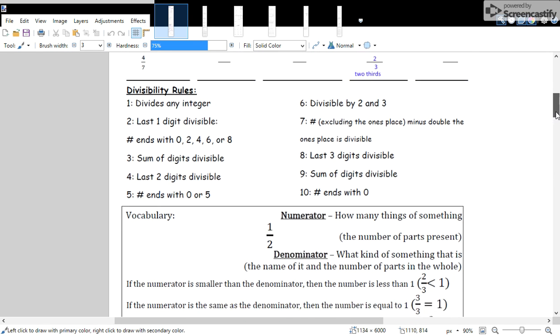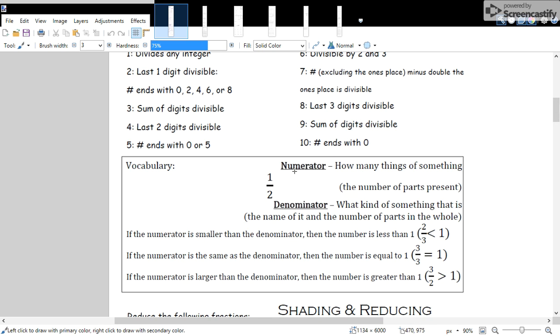Let's talk about this vocabulary. This number at the top is called the numerator. How many things of something? It's the number of parts present. And the bottom number is called the denominator. What kind of something that is, the name of it and the number of parts in the whole.